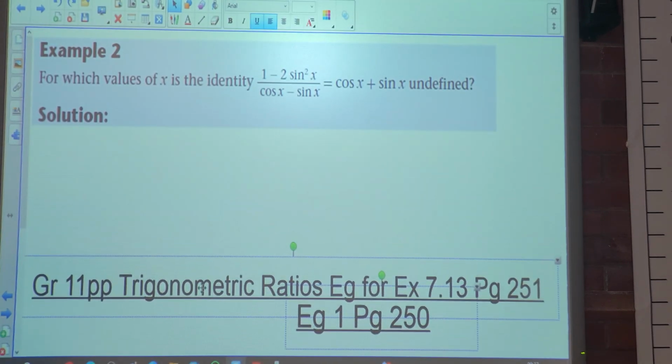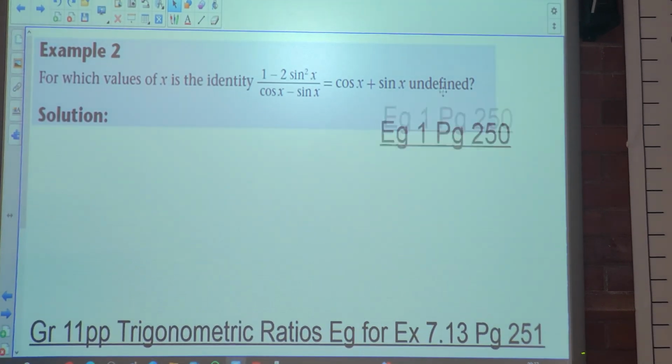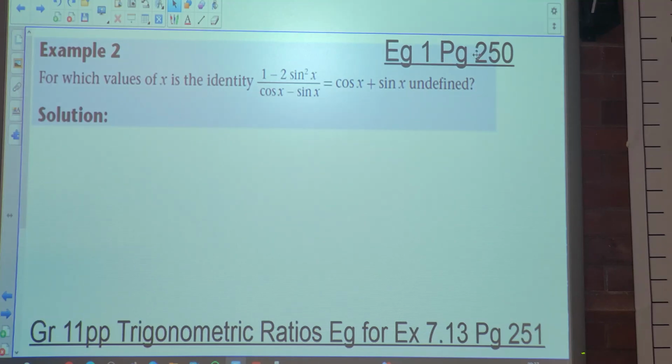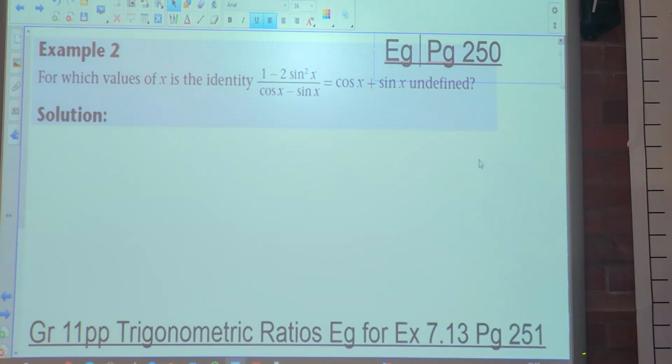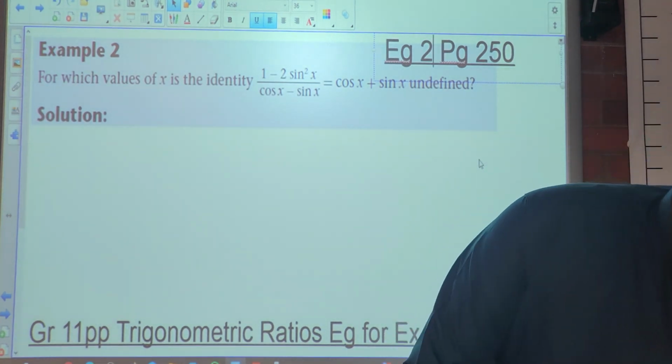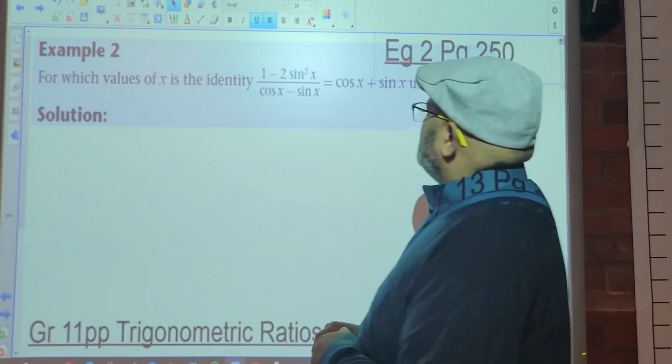Example 2. Example 2 is on page 250. Example 2 on page 250. Example 3 is also on page 250.